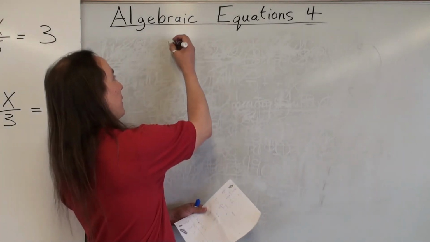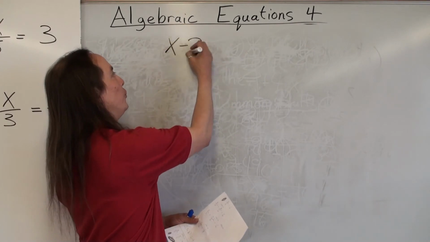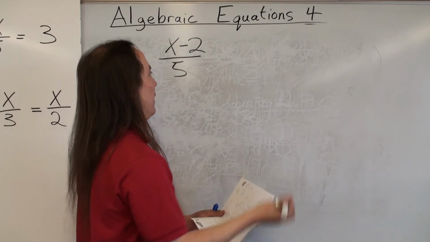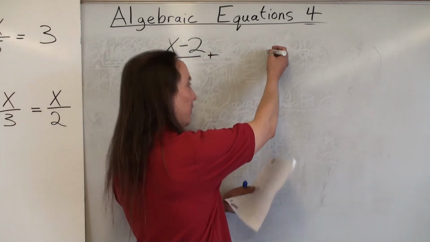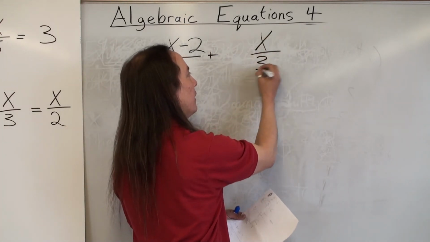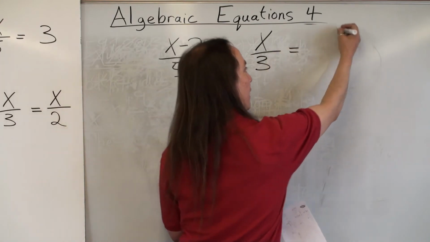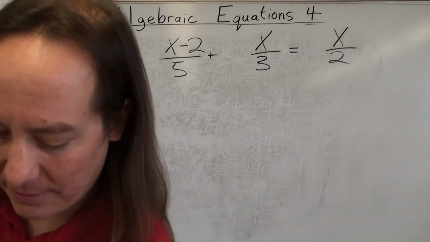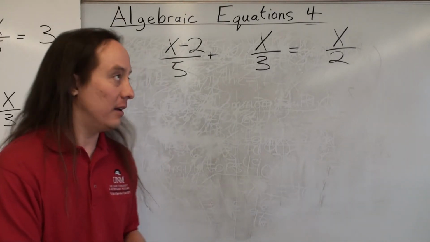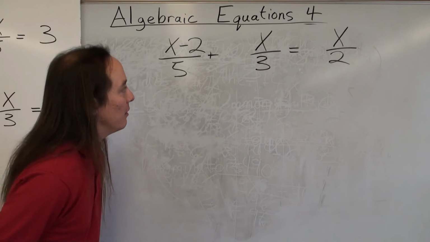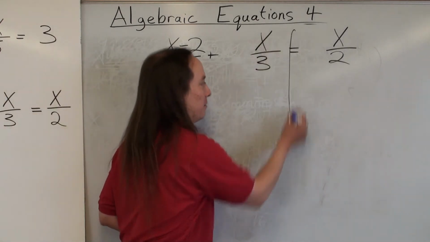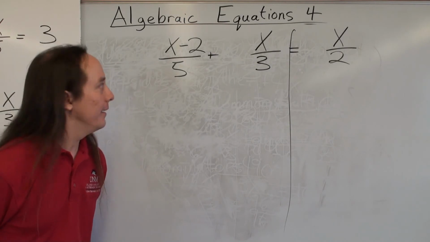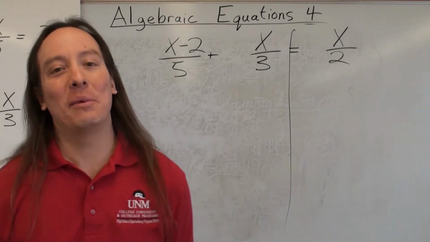Okay, so this one was x minus 2 over 5, plus, I'll give myself some room, x over 3 equals x over 2. Again, I'm just spacing things out because I know I'm going to have to put more fractions in there to cancel stuff out. So first step for me is my line. And then I need to find the lowest common multiple.